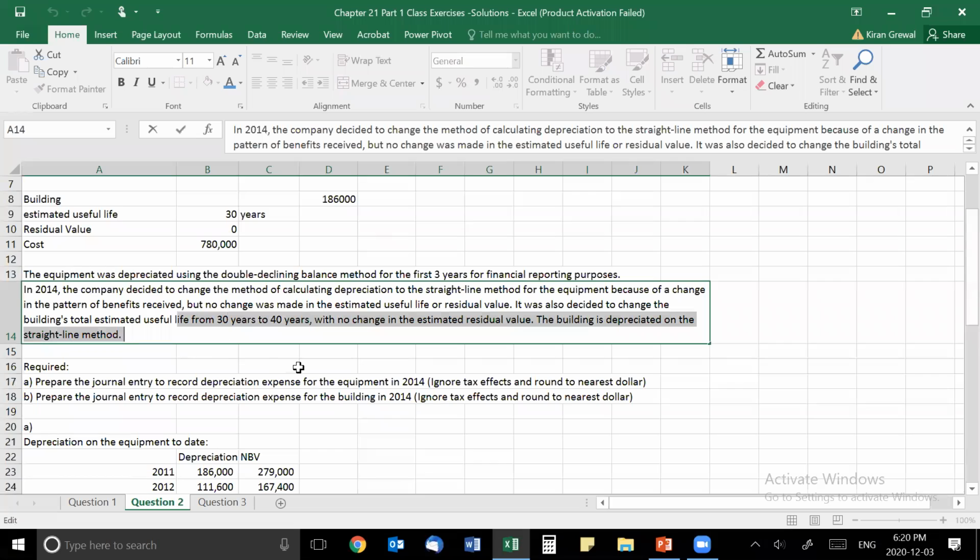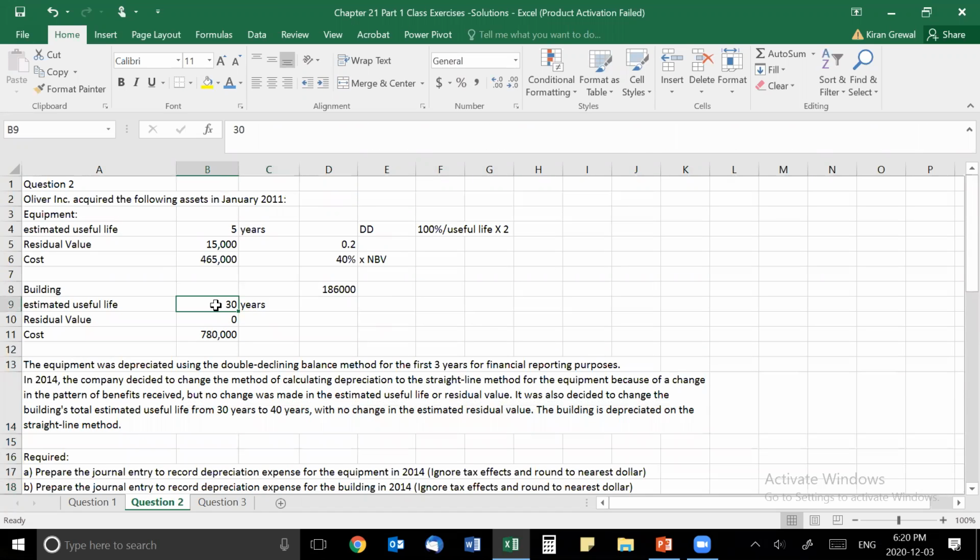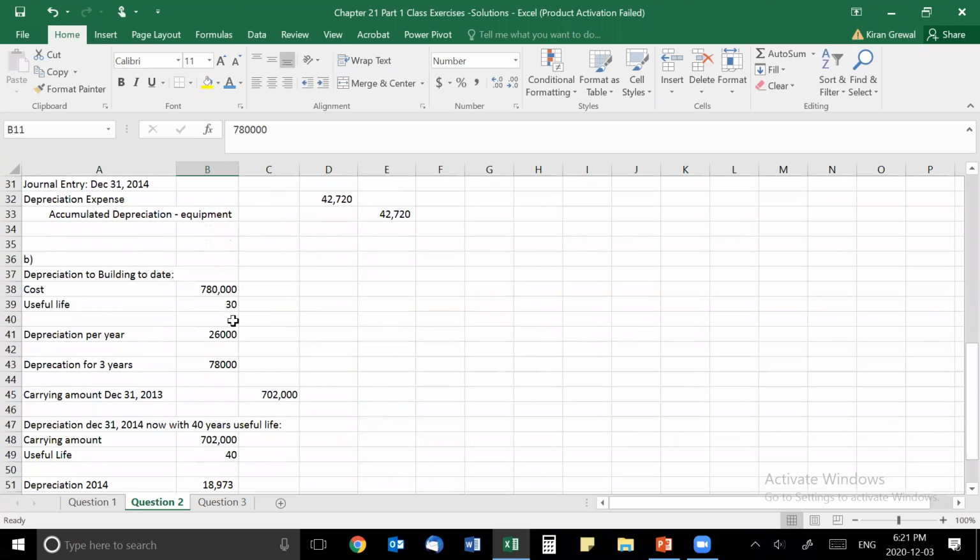So what we do is first, again, figure out what the net book value is at the beginning of 2014. If the useful life has been 30 years so far, 780,000 divided by the 30 years gives us how much the depreciation is each year. Multiply it by the 3 years that have already gone by to find out what your total depreciation is, and then minus the 780 to find out what your net book value is. Okay, so I've done that here.